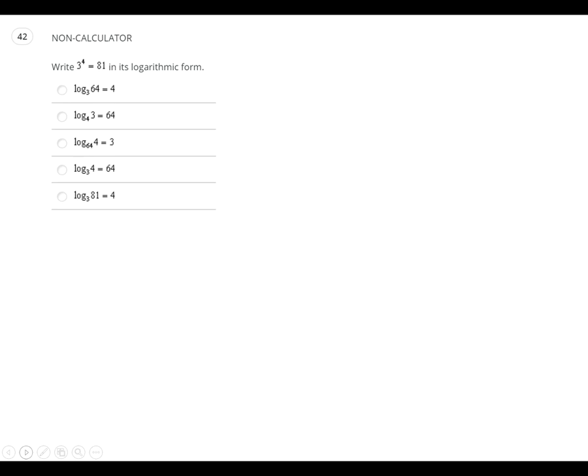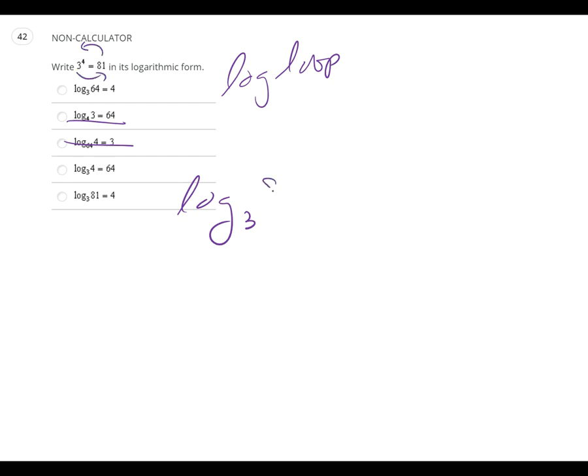All right, we have to write it in logarithmic form. This means we're going to do a log loop again, but we're doing the opposite log loop. The other one we did, we got rid of the log and went into exponential. Now we're getting it back to the log. So what's the base of my log? 3. So log base 3 of 81 equals right there.